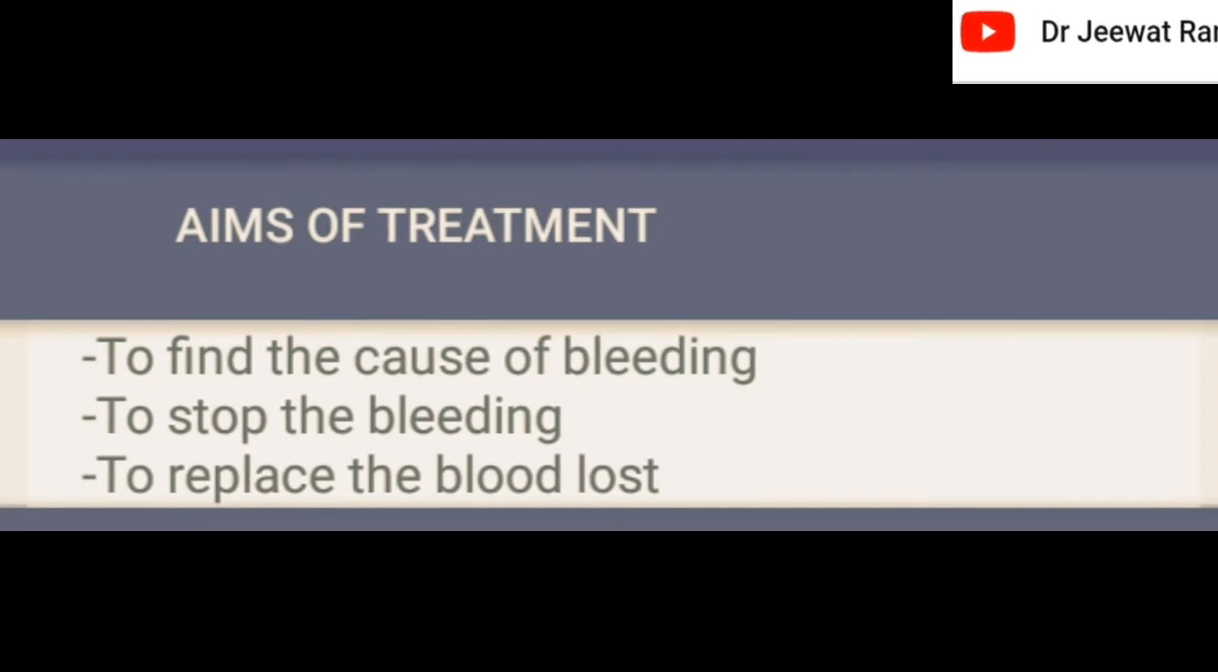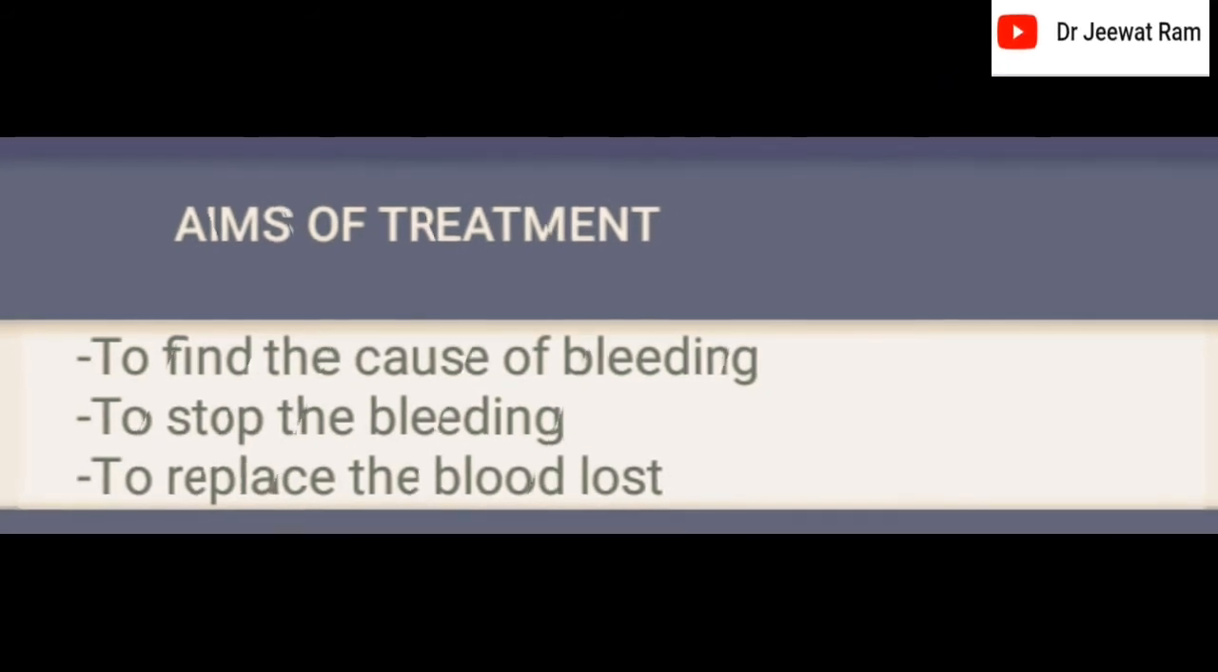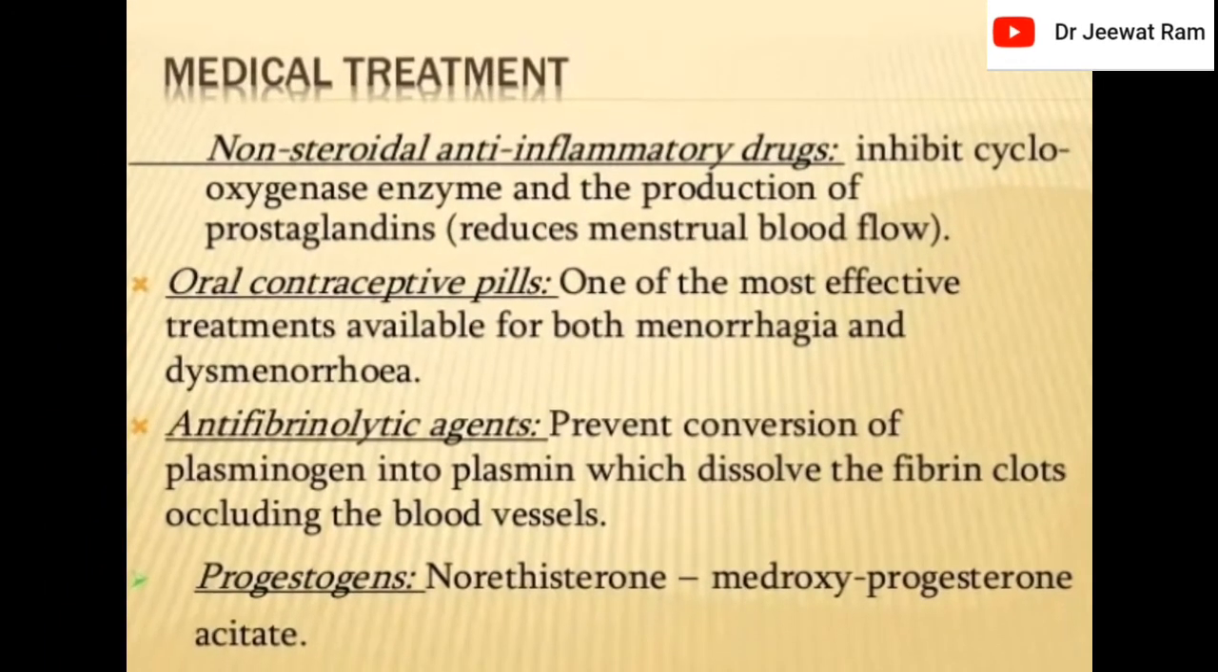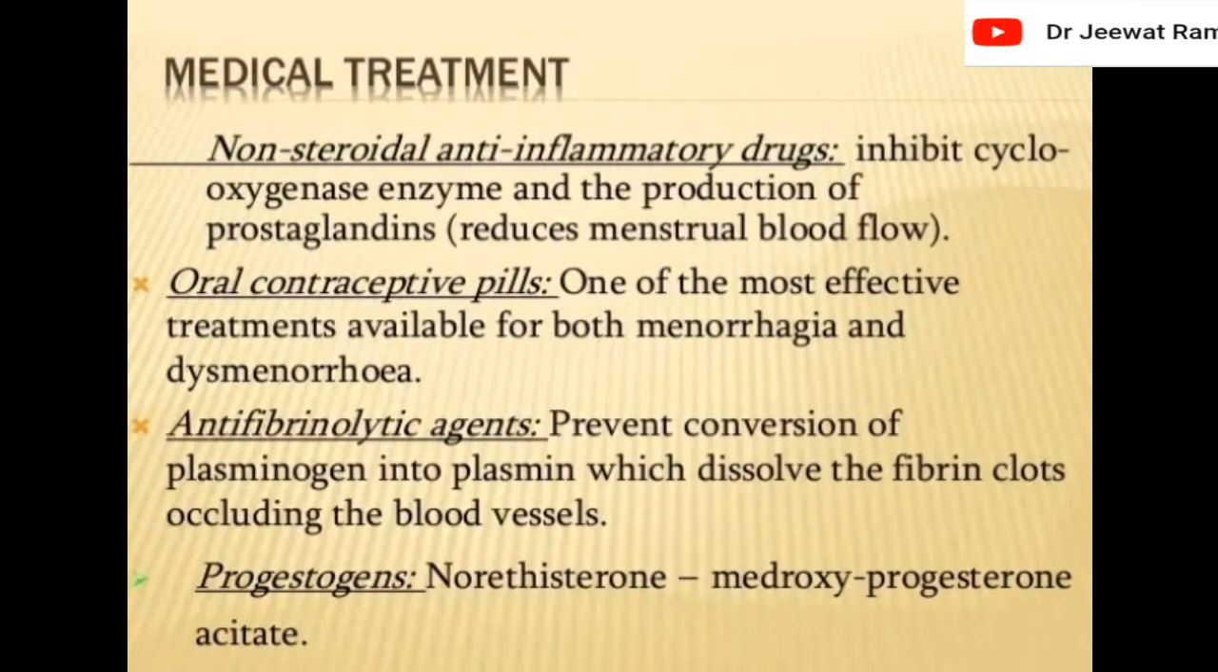Aims of treatment: to find the cause of bleeding, to stop the bleeding, and to replace the blood lost. General measures: if there is a vaginal coital tear, suture it in the operation theater, and if there is inevitable or incomplete abortion, then do uterine evacuation. Medical treatment: non-steroidal anti-inflammatory drugs inhibit the cyclooxygenase enzyme in the production of prostaglandins, reducing menstrual blood flow.